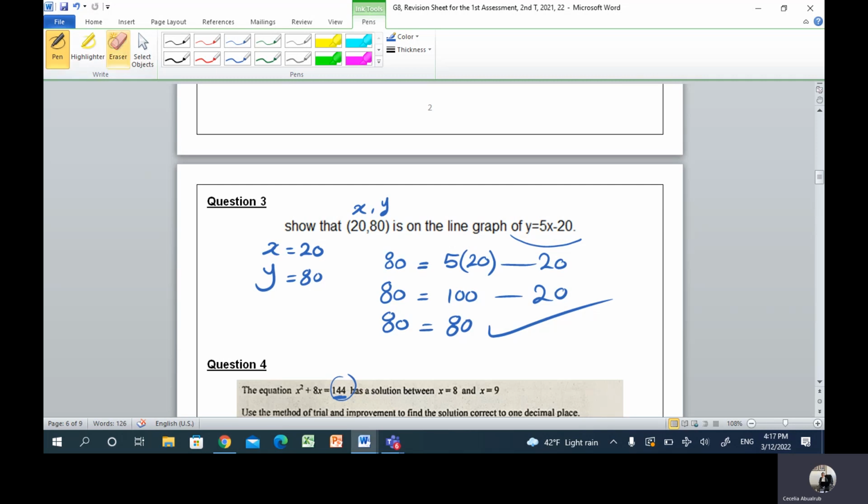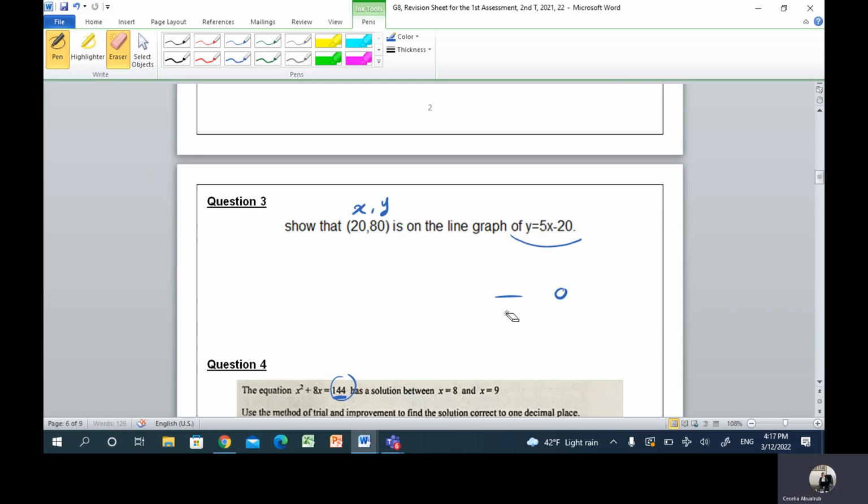Okay, can I erase this? And let's say that they want us to check on, for example, point 5, 20. So what we're saying basically is, check if this point is on the line graph of y is equal to 5x minus 20.